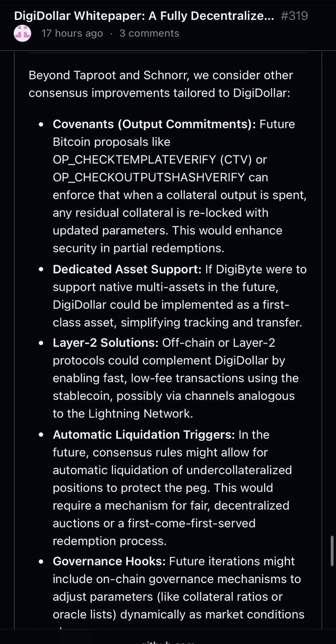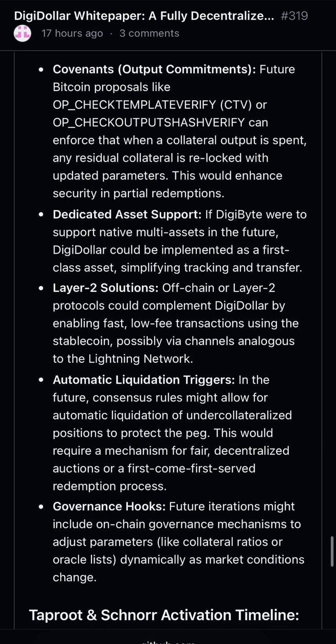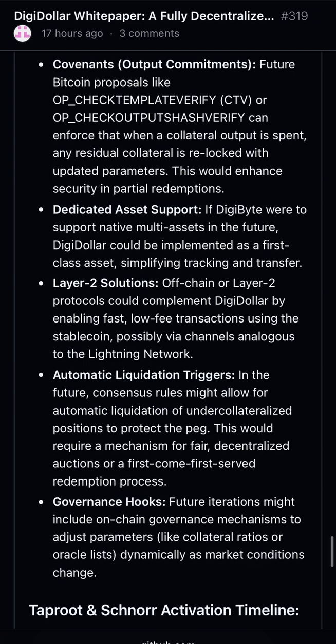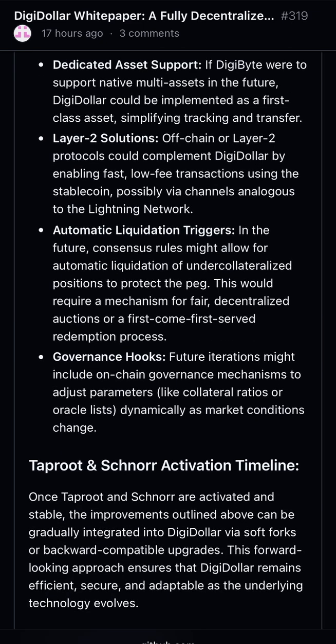Potential improvements in consensus model for stablecoin efficiency. Beyond Taproot and Schnorr, we consider other consensus improvements tailored to DigiDollar. Covenants, output commitments. Future Bitcoin proposals like OP_TEMPLATEHASH, CTV, or OP_OUTPUTCOMMIT can enforce that when a collateral output is spent, any residual collateral is relocked with updated parameters. This would enhance security and partial redemptions. Dedicated asset support. If DigiByte were to support native multi-assets in the future, DigiDollar could be implemented as a first-class asset, simplifying tracking and transfer.